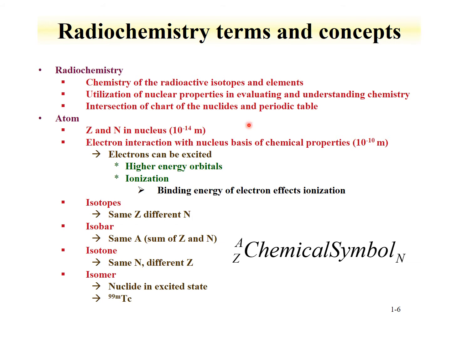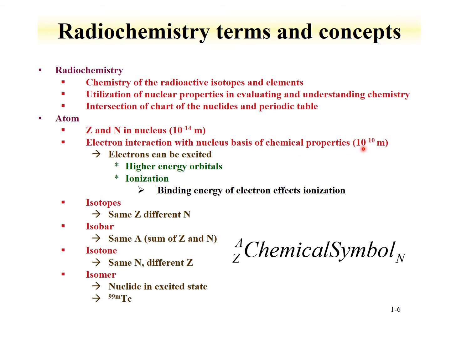So some of the things that we should understand when we talk about radiochemistry, let's start, since we want to talk about the nucleus and nuclear properties, let's start with that. The nucleus we can always describe as the number of Z protons and N number of neutrons in a nucleus. The diameter of the nucleus is about 10 to the minus 14 meters. And electron interactions with the nucleus, that's going to be the basis of chemical properties.